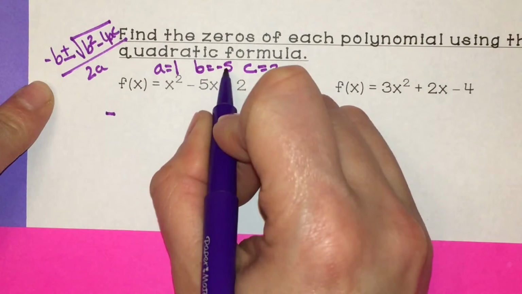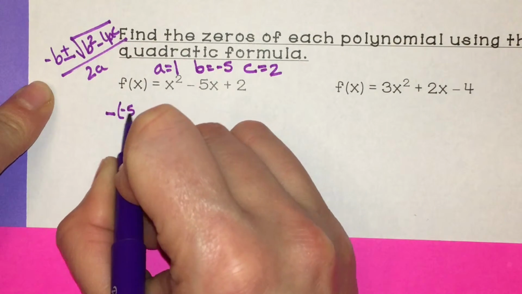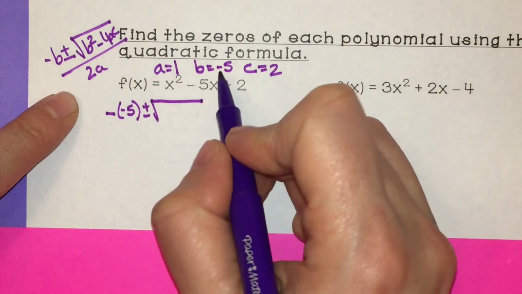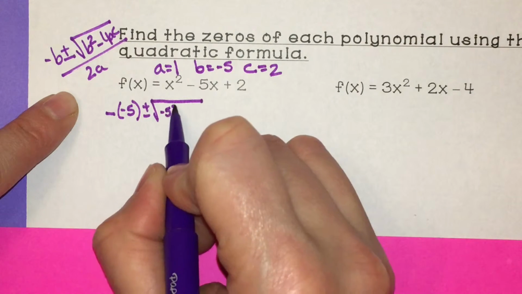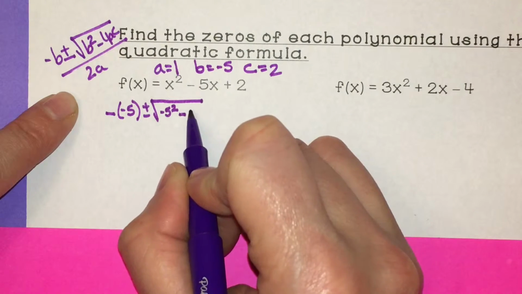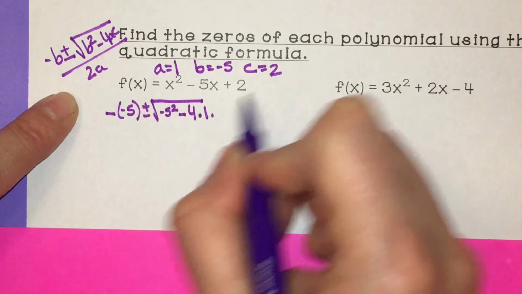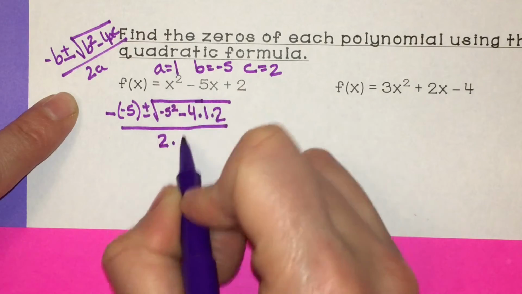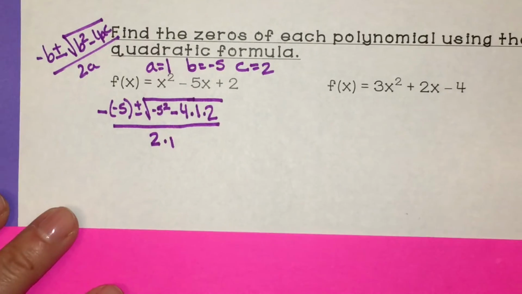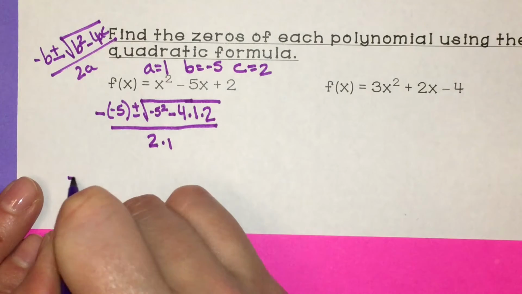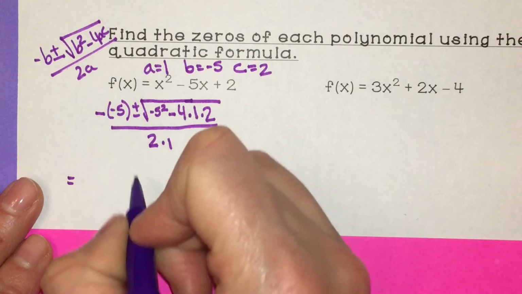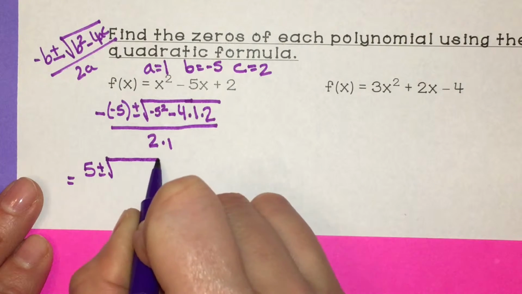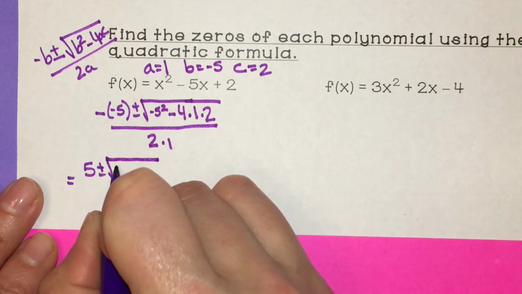You have negative b, which is negative 5, plus or minus the square root of b squared, so negative 5 squared, minus 4 times a times c, all divided by 2 times your a value. Okay, so I'm going to simplify this. A negative times negative 5 is positive 5, plus and minus the square root. Negative 5 squared is positive 25.